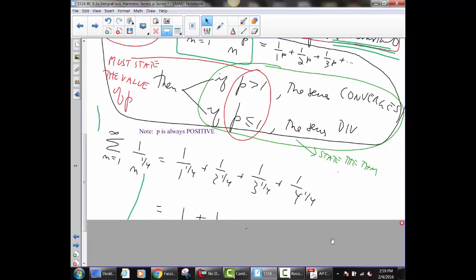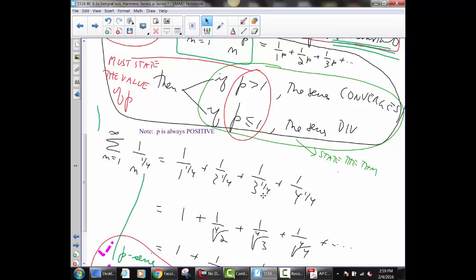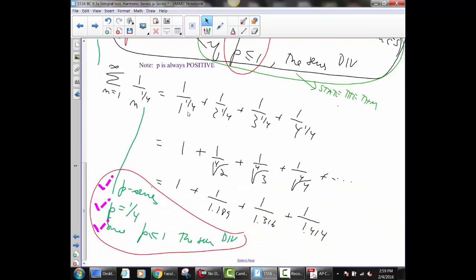Okay, so here's an example of what it would look like. Here's writing out the first few terms. Here they are as radicals, here they are as decimals. The point is, it is a p-series. The p is equal to 1/4, and since that p is less than or equal to 1, the series diverges.